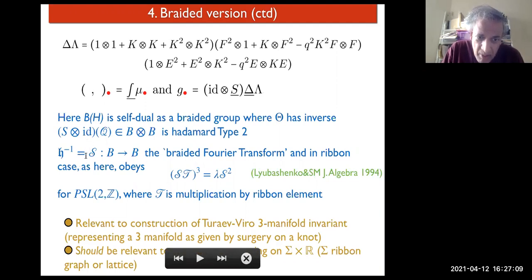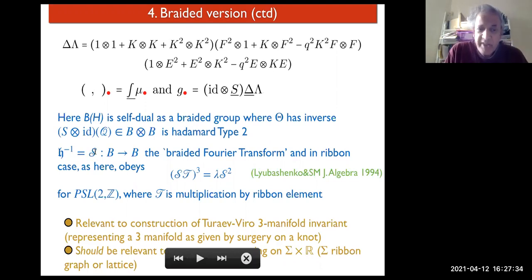But that was essentially what Lyubashenko and I did many years ago. We call that the braided Fourier transform. If you take the canonical Fourier transform from B to B star, and then compose it with the self-duality pairing of B star with B, that gives you a map from B to B, and we call that the braided Fourier transform. And that's exactly what H inverse is giving you. So the Hadamard gate is a previously known thing, which is the braided Fourier transform.